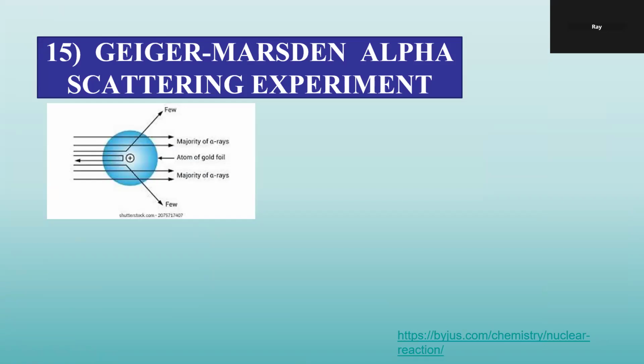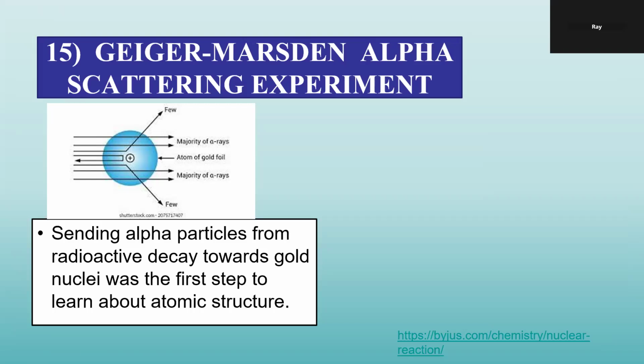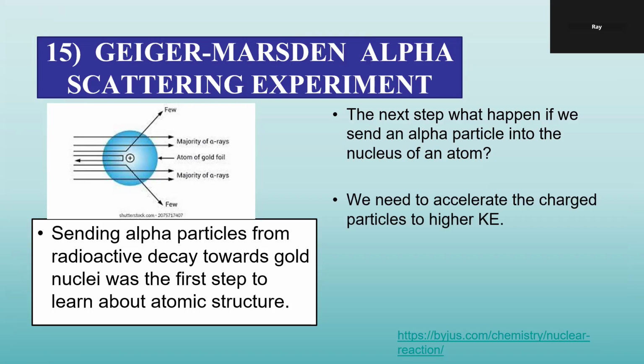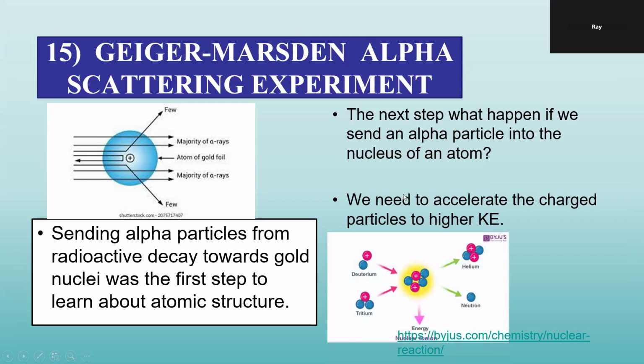Geiger-Marsden experiment, scattering experiment. Sending alpha particles from radioactive decay towards gold nuclei was the first step to learn about atomic structure. The next step: what happens if we send an alpha particle into the nucleus of an atom? We need to accelerate the charged particle to higher kinetic energy. Okay, we can send deuterium and tritium together, and then energy is released when helium and a neutron are produced.